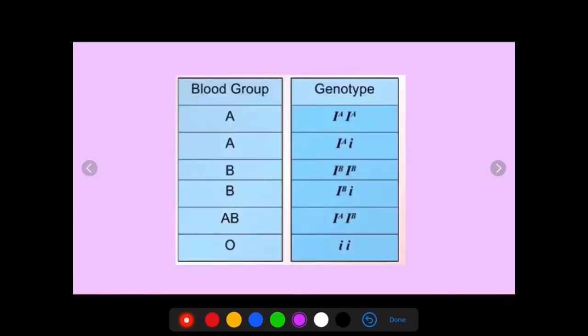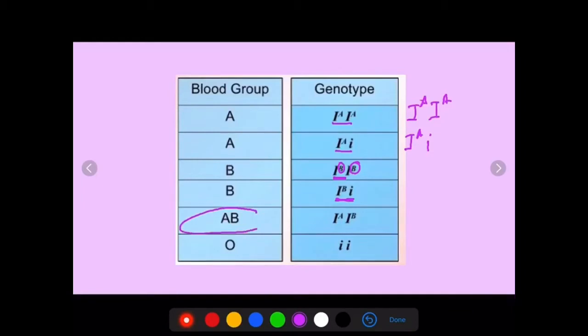The blood groups you can see. Now if it is A blood group, the genotypes are IA IA, or it can have a recessive one, IA small i. Here it has IB IB, and here it is IB and small i. So this is heterozygous and this is homozygous.